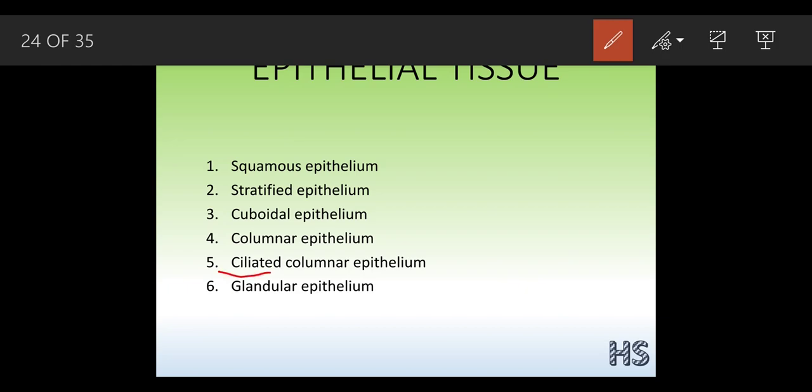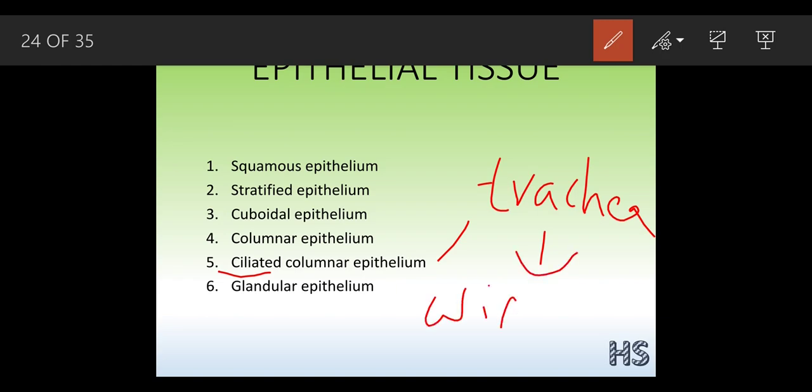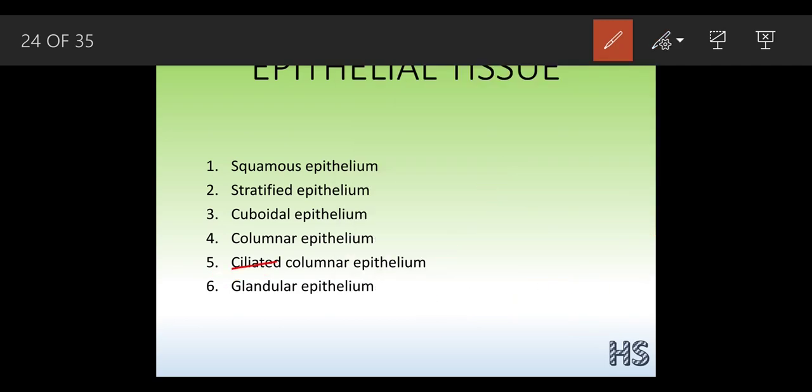Now the ciliated epithelium. Where are these ciliated epithelia present? They are present in the trachea. Trachea is also called the windpipe. This ciliated epithelium, what is the function of the cilia? The function of the cilia is that it helps with the lashing and moves the materials which enter this region. This cilia works as a broom.